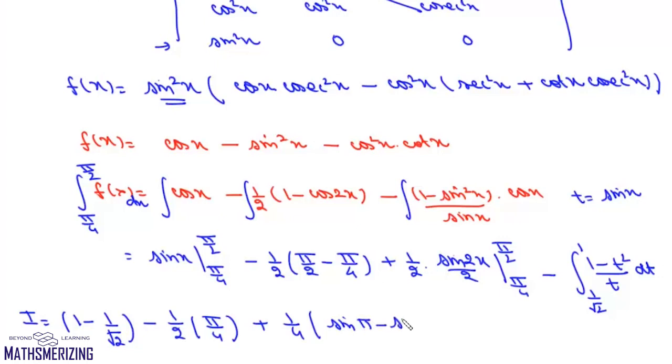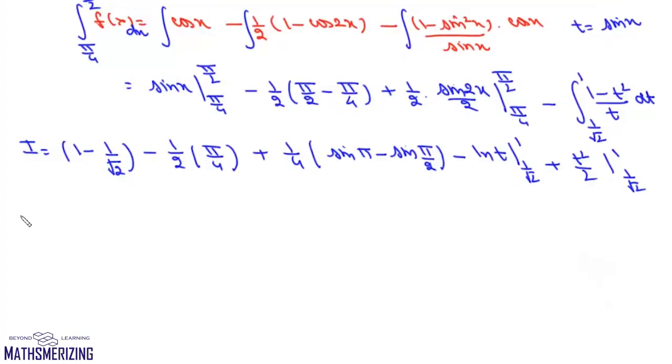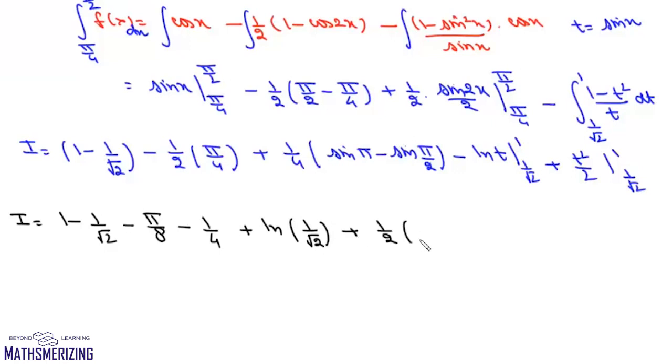sin pi minus sin pi by 2, and here will be minus log t from 1 by root 2 to 1, and then plus integral of t will be t square by 2 from 1 by root 2 to 1. So we can write this integral as 1 minus 1 by root 2 minus pi by 8. Now sin pi is 0 and sin pi by 2 is 1, so it will be minus 1 by 4. Now minus log 1 is 0 and minus minus plus, so it will be log 1 upon root 2, and then plus 1 by 2, 1 minus 1 by 2, which is 1 by 4.